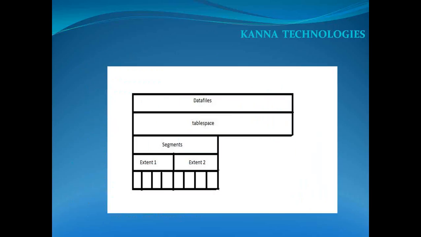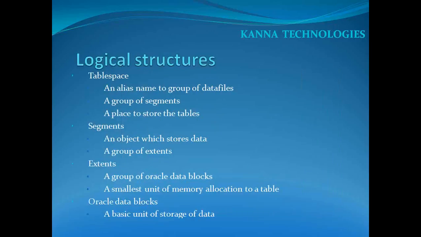And again, if you look at the diagram over here, for segments, multiple extents like extent number 1 and extent number 2 are going to combine together into a single segment. So this is how it is going to happen.